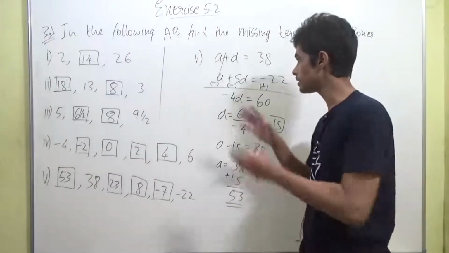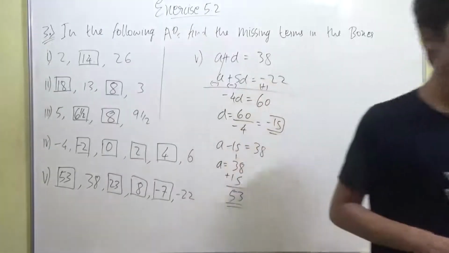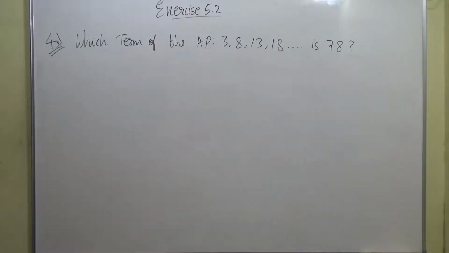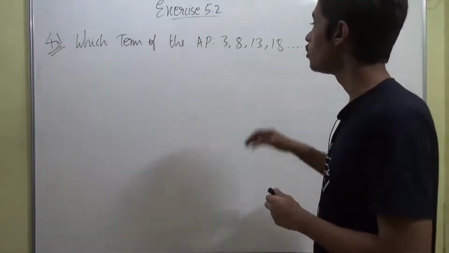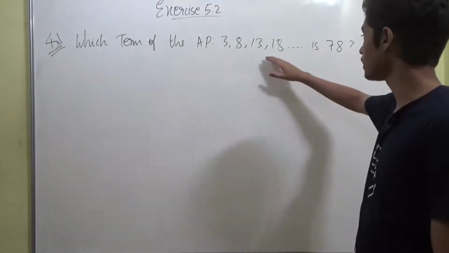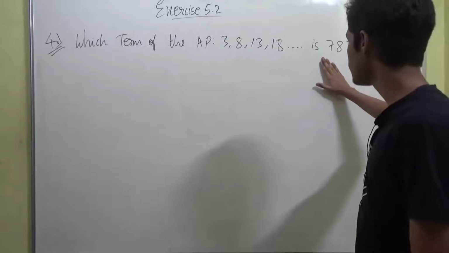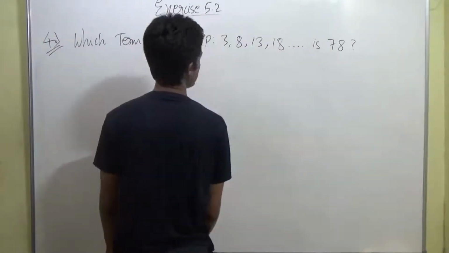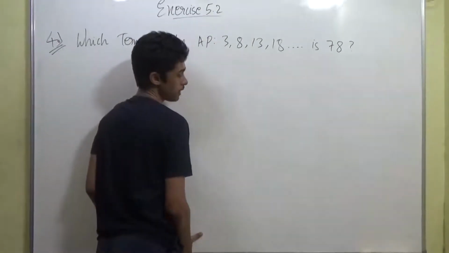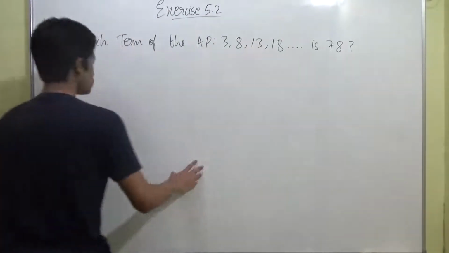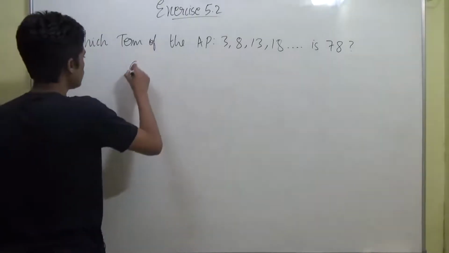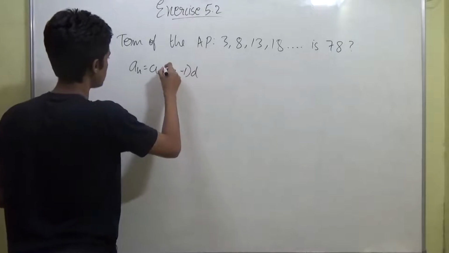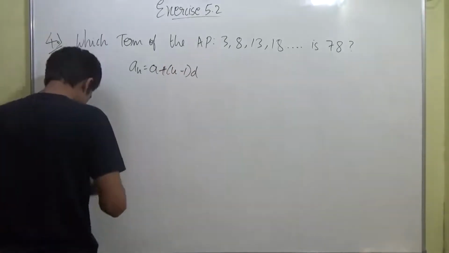Now I'll move aside. You can take the screenshot of this. After this, let's go to the fourth question. Okay, guys, now let's go to the fourth question, which says, which term of the AP 3, 8, 13, 18 and so on is 78? Okay, guys, this question is again based upon nth term of an AP, right? This entire exercise is based upon nth term of an AP, right, guys? So first let's write the formula. an equal to a plus n minus 1 into d, right, guys? This is the main formula under this topic.